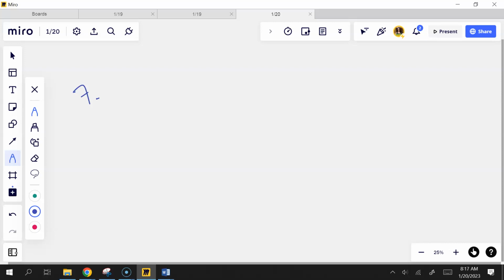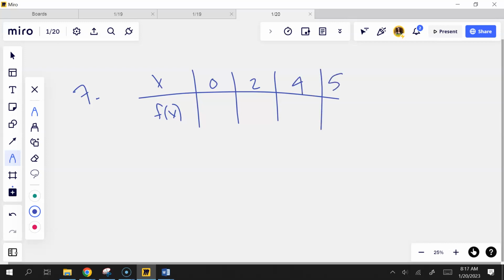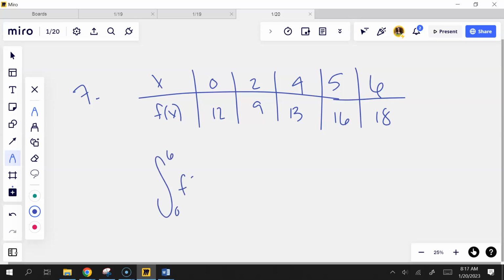Let's see. Trapezoidal sums. So I have x, I have f of x. 0, 2, 4, 5, 6, 12, 9. I think when y'all see one of these, you're going to go, oh my gosh. For this one, I'm going to have to use the intervals that are given to me. It says to estimate from 0 to 6. So I don't have equal intervals here, so you have to be very careful with that, right? Do y'all see that? Because this is 2, 2, 1, and 1, right?